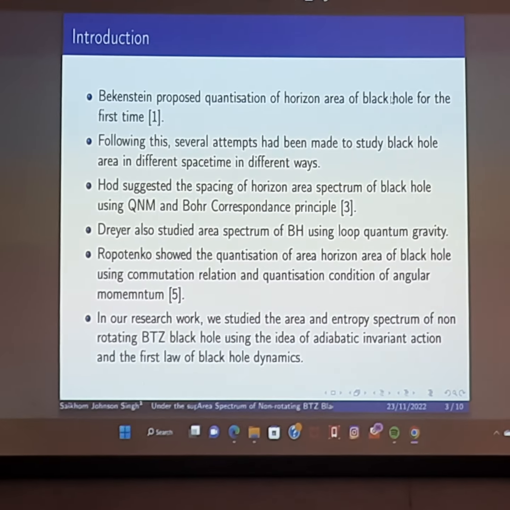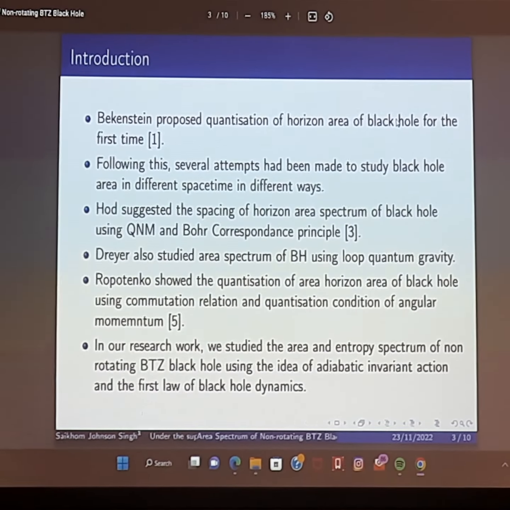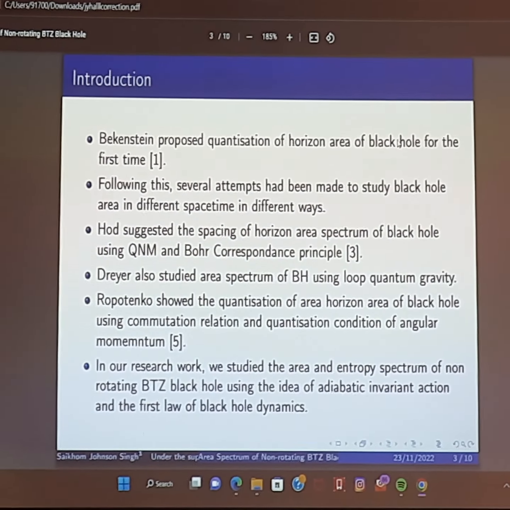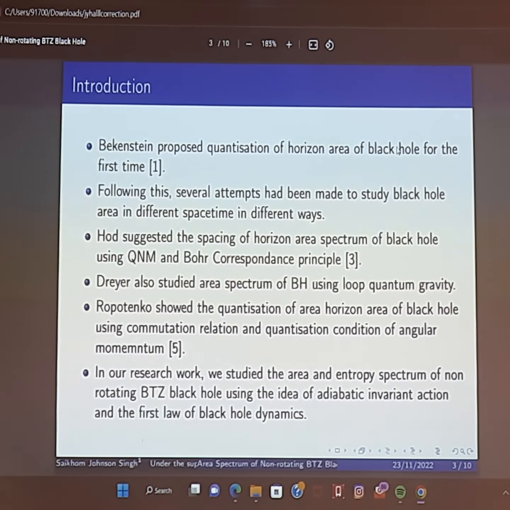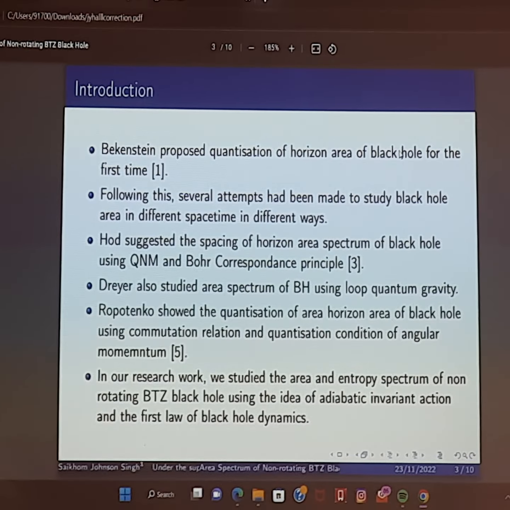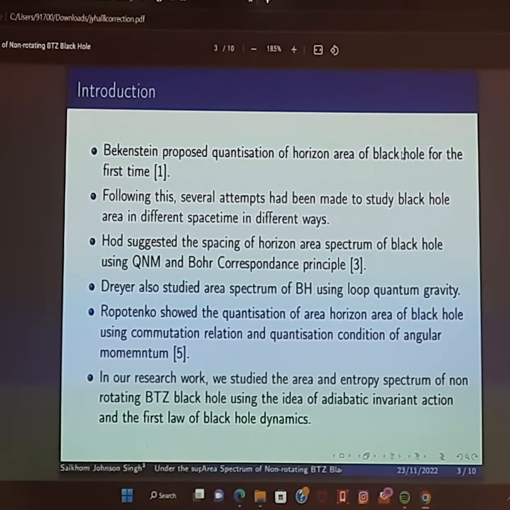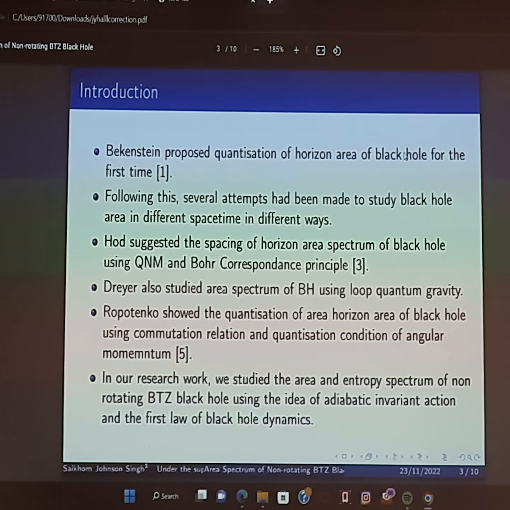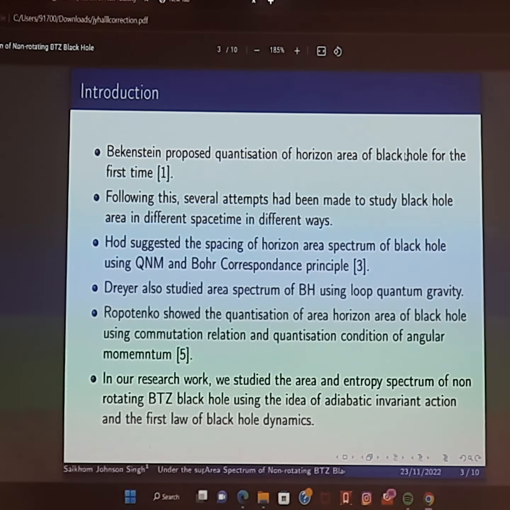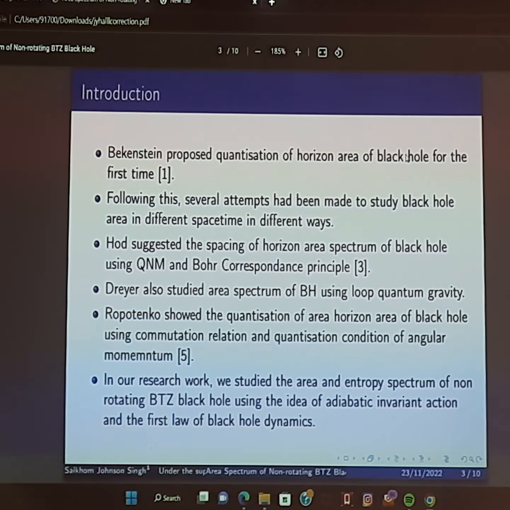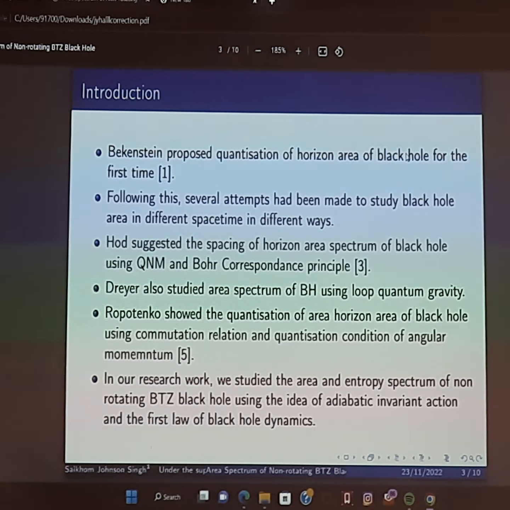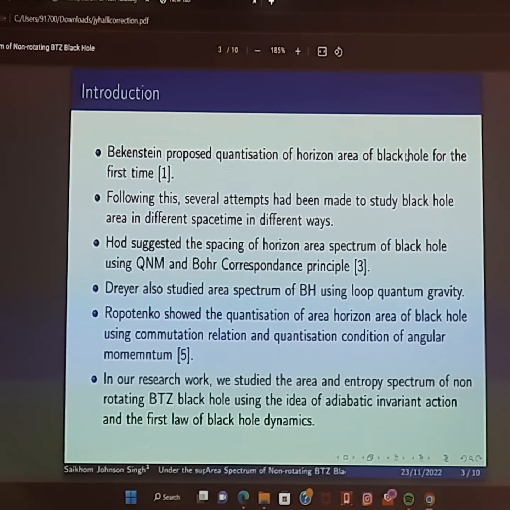Introduction. For the first time, Einstein proposed that the horizon area of a black hole is equally spaced, discrete, that is, quantized. Later on many researchers studied the area spectrum of black holes, and some of these studies are shown in this slide. They studied the area spectrum of black holes for different space-times by using different methods.